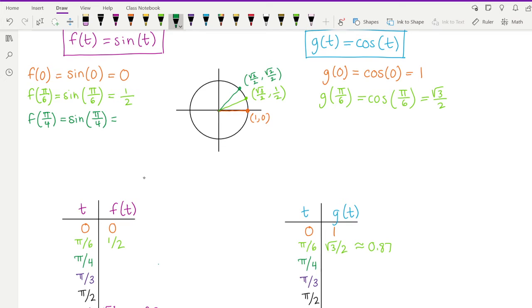And so that means that both sine and cosine are equal to square root of 2 over 2. So g of pi over 4 is equal to square root of 2 over 2, and same thing with f of pi over 4. And so for those ones as well, we want to type that into a calculator to get an idea of where that's going to fall. And so it's approximately equal to 0.71.